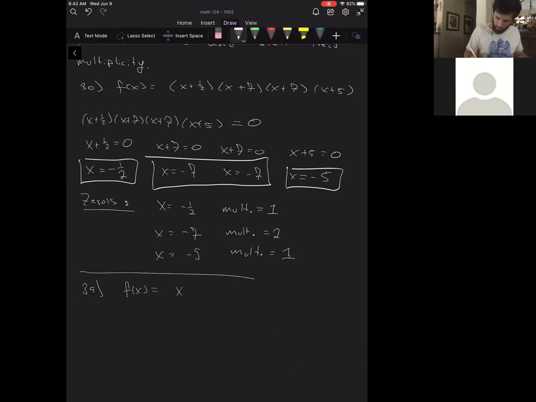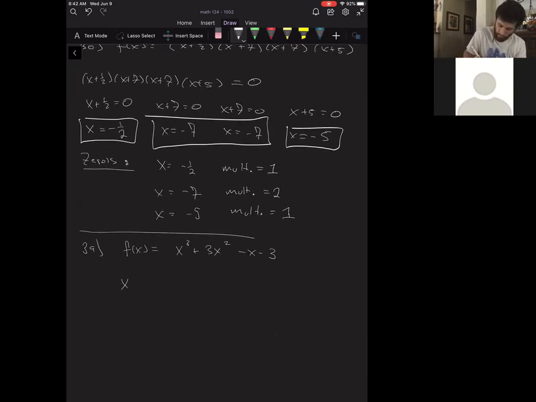X cubed, 3x squared, minus x minus 3. So in this one, we need to factor, because we have to find the zeros, so we need to solve this equation. So that means we need to factor the left-hand side. And this one we're going to do by group factoring.